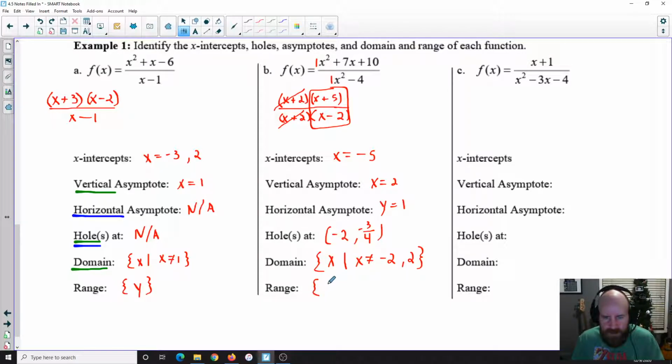Now our range, all y's such that y cannot equal. So over here we have this marked, horizontal asymptote and the hole. So horizontal asymptote is 1, so we can't equal 1. And we can't equal the y value of the hole, so -3/4. So -3/4 and 1 is excluded from the range of the function.